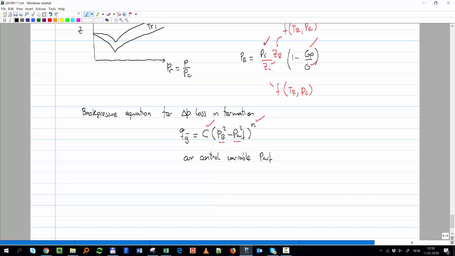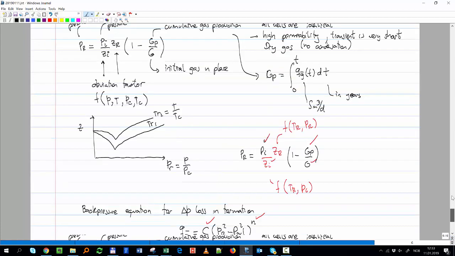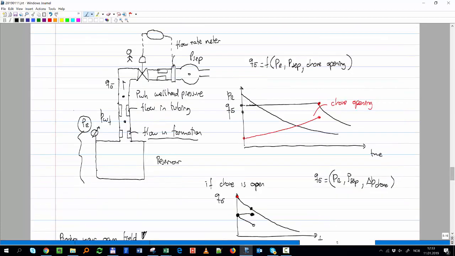So how do I know when I have an open choke? One thing I can control is that PWF, right? But how do I make a fully open choke? I know that if I close it, this pressure will start to increase. But what is the minimum? What is fully open? And that's a big question.